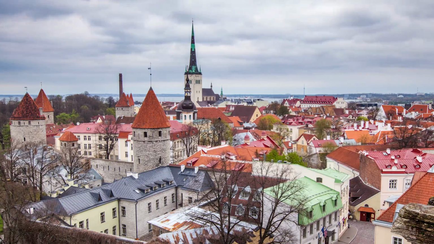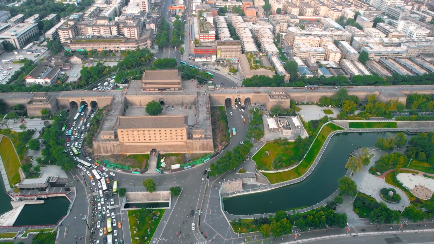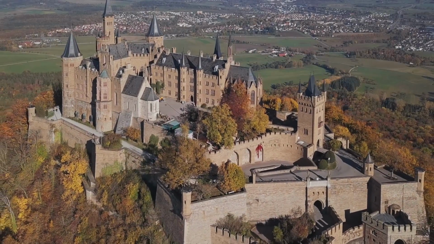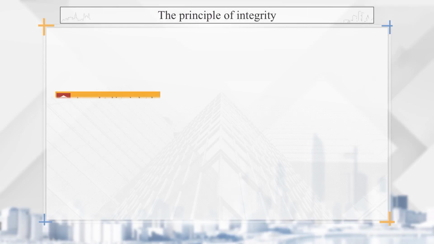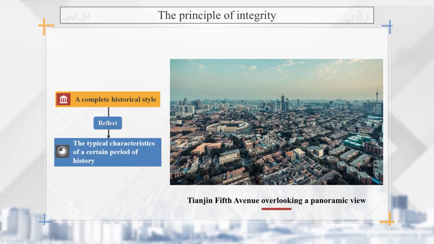have value sublimation along with the development of the city and the progress of human beings. So people feel the need to protect them. Only a complete historical style can reflect the typical characteristics of a certain period of history. Only in a specific environment can people taste the region and the value of the existence of some buildings. Out of their particular environment, their value is lost.